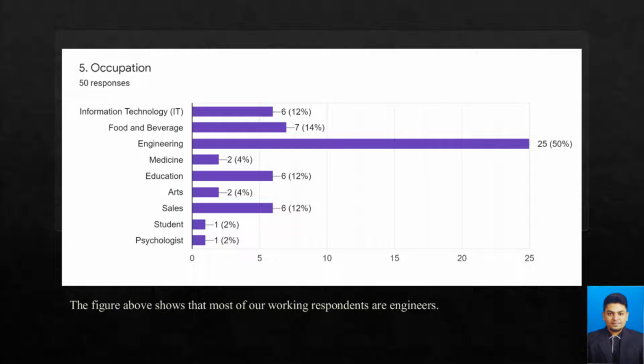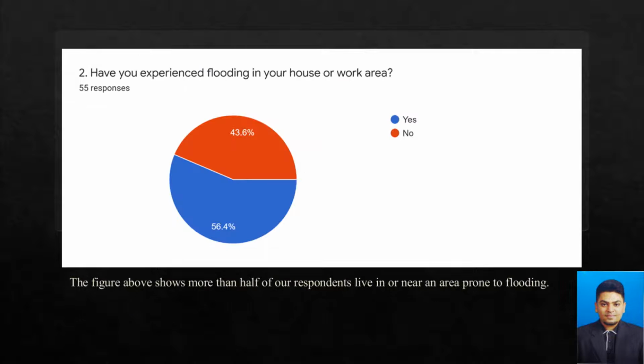This figure shows that our respondents were mostly engineers, but the majority of them are from central Malaysia followed by southern Malaysia. Now we will look at Section B, Preferences, Requirements, and Usage Case for the inflatable boats. This figure shows more than half of our respondents have experienced flooding.